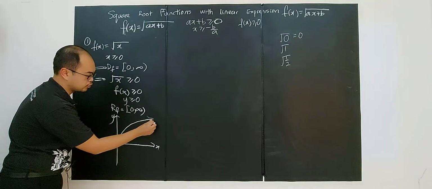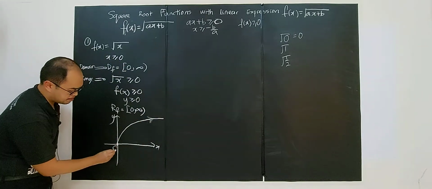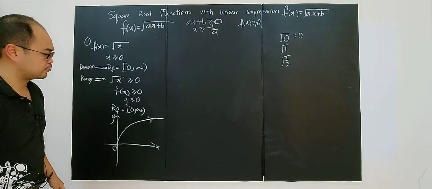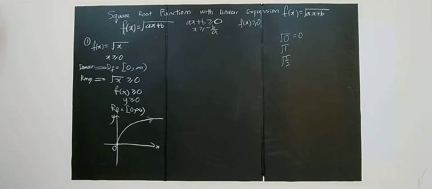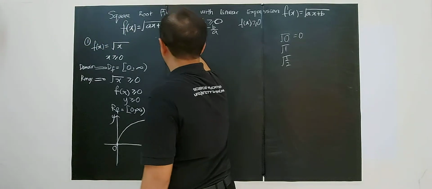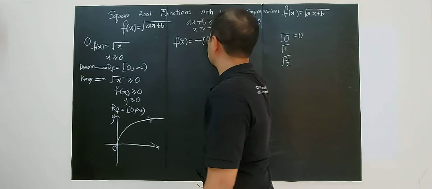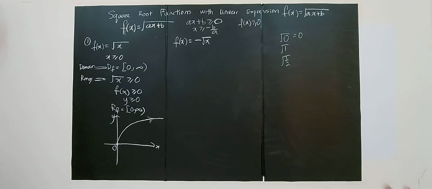The arrow here shows that it continues. So this is the graph for the square root, where x and y are positive. This is the basic graph for f(x) equals the square root of x. Please take note. What happens if I put a negative in front of the square root? Of course it will change.